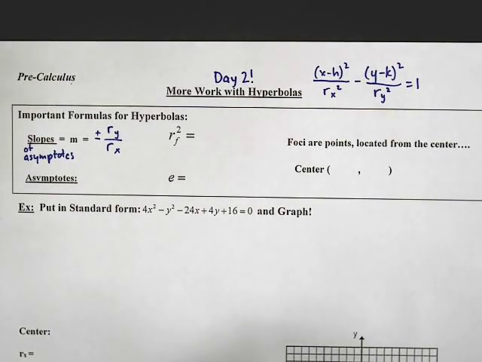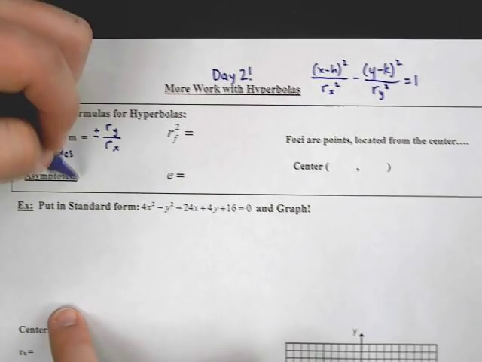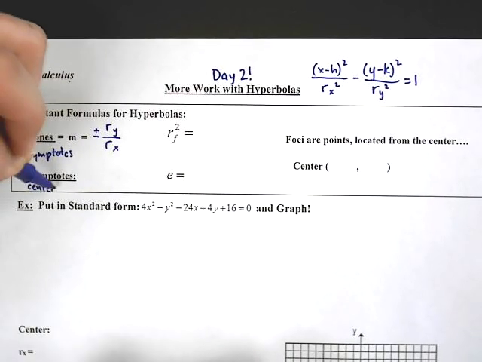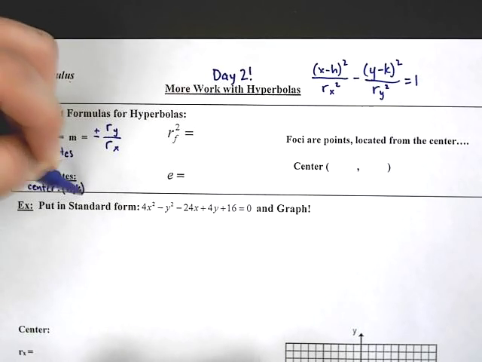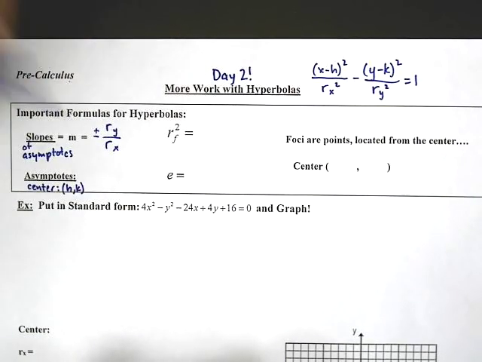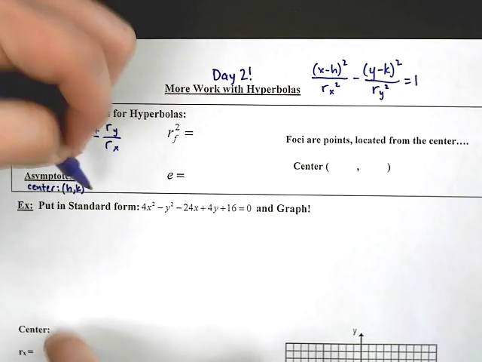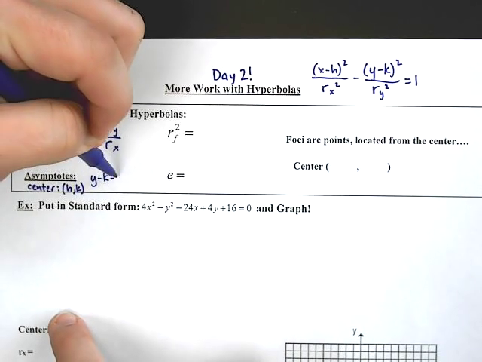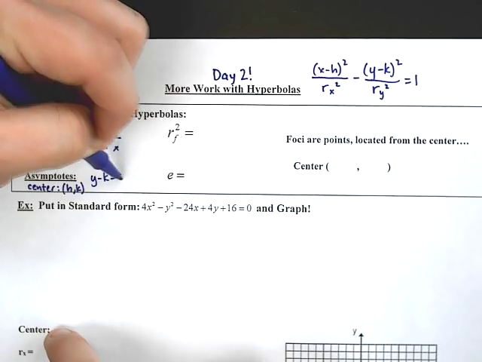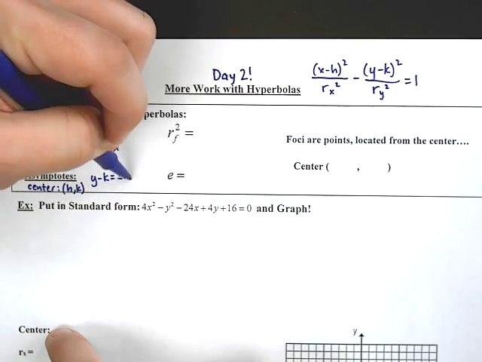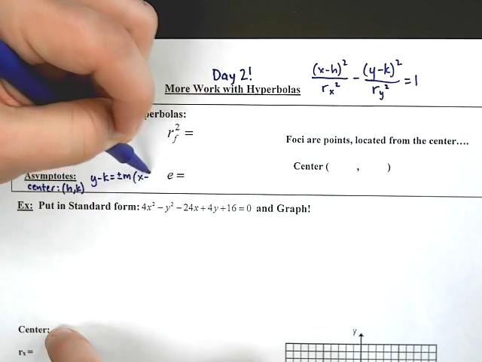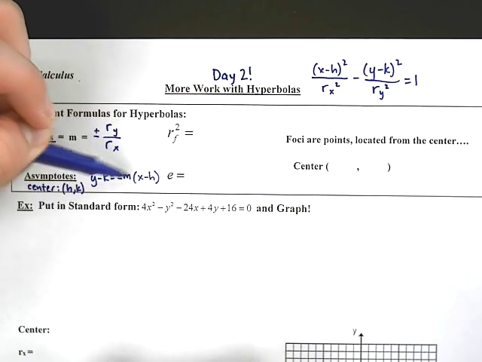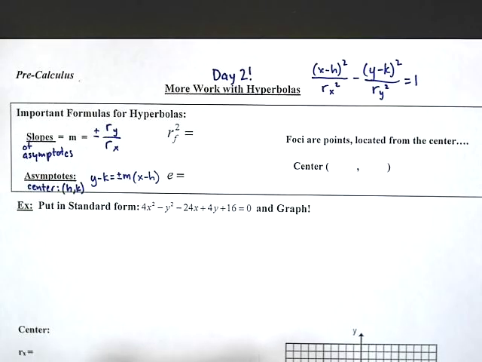Now, to actually get the equation of our asymptotes, we're going to use point-slope form. If we know the center is at (h, k), then you're going to use y minus k is equal to plus or minus the slope times (x minus h). That's just y minus y1 equals m times (x minus x1), if you think that's easier to remember.